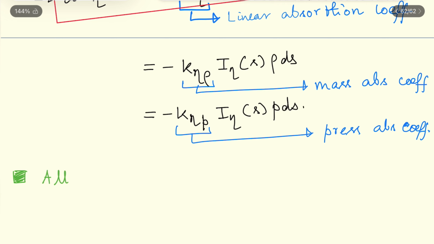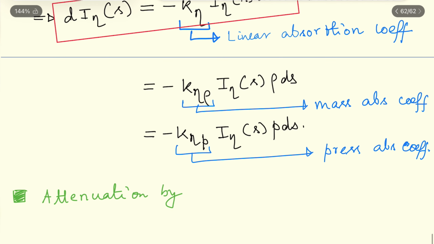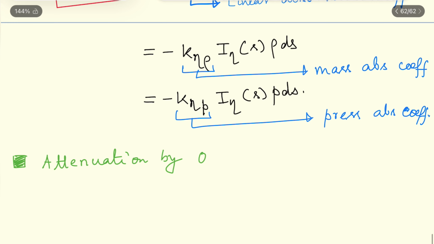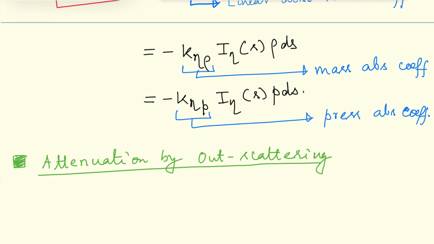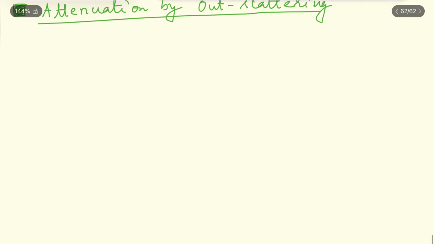Now, attenuation by what? Attenuation by scattering, or to be more specific, out-scattering, because there will also be in-scattering. I think you are intelligent enough to guess that if out-scattering causes attenuation, then in-scattering will cause augmentation. So attenuation by out-scattering is the same thing, just the coefficient changes. That is dIη, a function of s, the position.